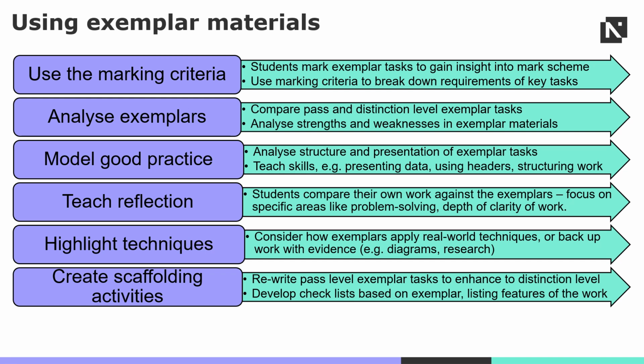You could create scaffolding activities. So, for example, provide a pass level exemplar and ask students to rewrite it or enhance it to reach distinction level quality. And guide students to develop their own checklist based on the exemplar, listing features of distinction level work, for example, depth of explanation or use of diagrams.